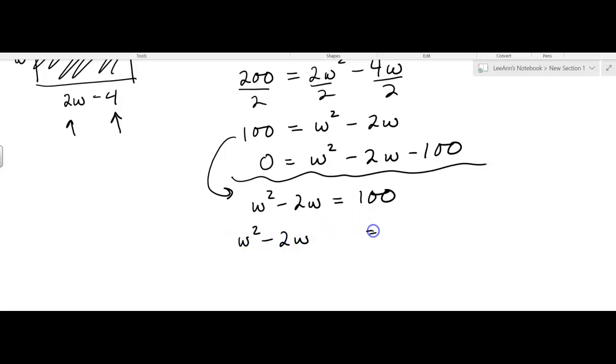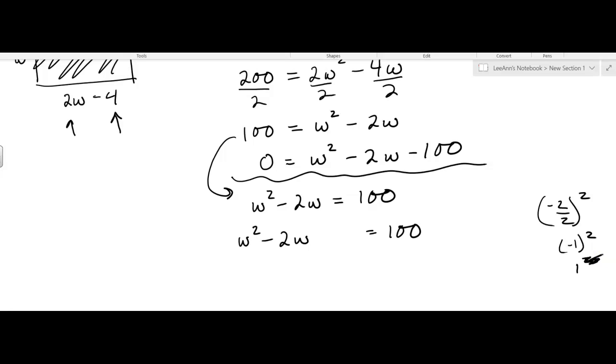And I'll tell you why I'm going to do that. Because you might be saying, well, why don't you just use the formula? It's going to be easier if I complete the square. I have a leading coefficient of 1, and my b is even, so I just have to take that -2, divide it by 2, and square it, which is going to be -1 squared, which is going to be 1.